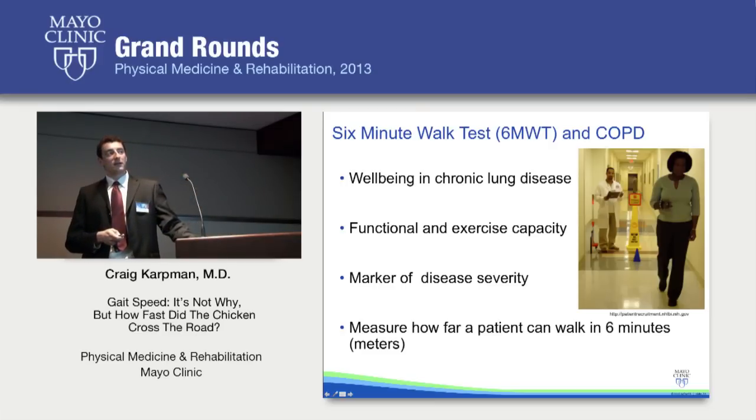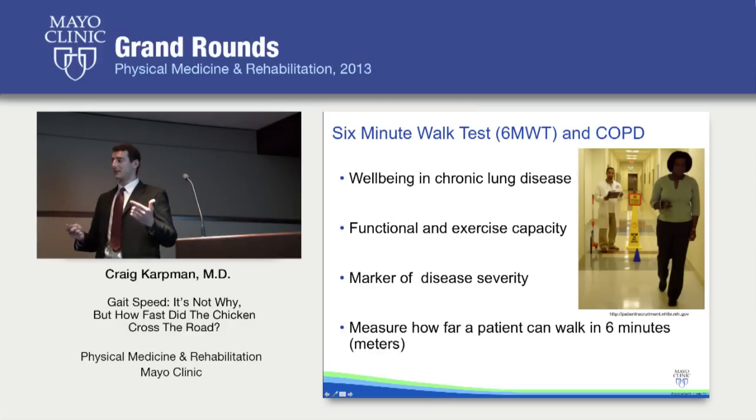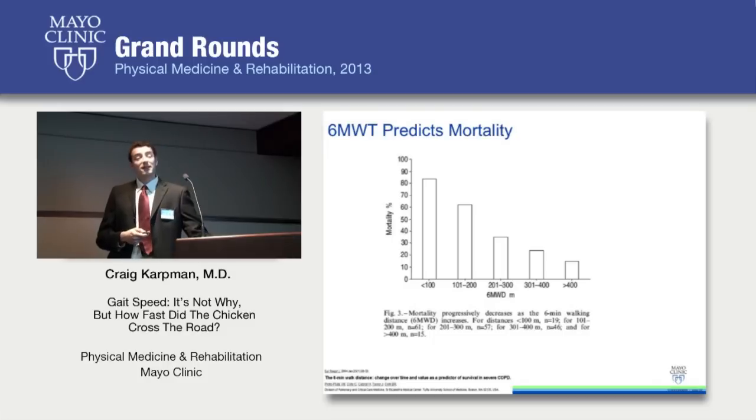Typically, they start over at this cone. You have the administrator standing right here, and there's another cone about 100 feet away. Typically it's a 100-foot course, and the individual does as many laps as they can in 6 minutes, and the distance they walk is the outcome and a marker of how well they're doing. This test has been around for decades and has been used widely in individuals with pulmonary disease and heart failure. It's used in our lung transplant allocation scores. It's used in our disease severity scales for COPD, and has been linked with significant clinical outcomes.